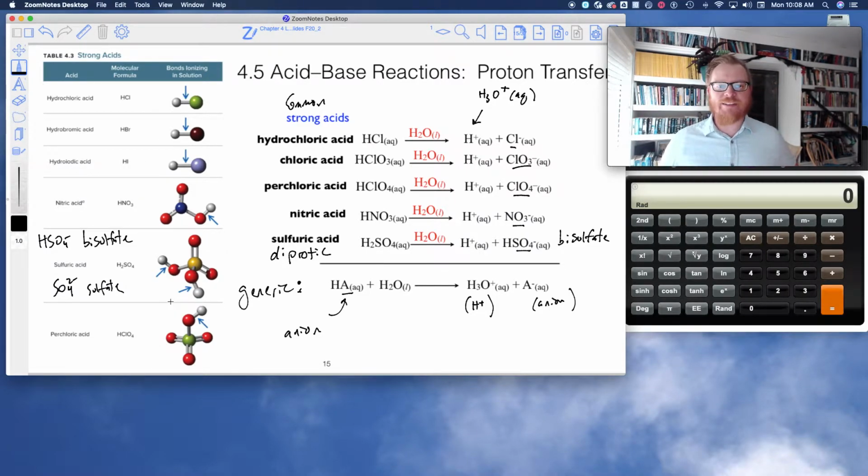And so now here are the structures of all these acids that I showed you. And what I want to point out is it's always that hydrogen. This is showing you the bond that has to break. So this bond, these are all covalent bonds.